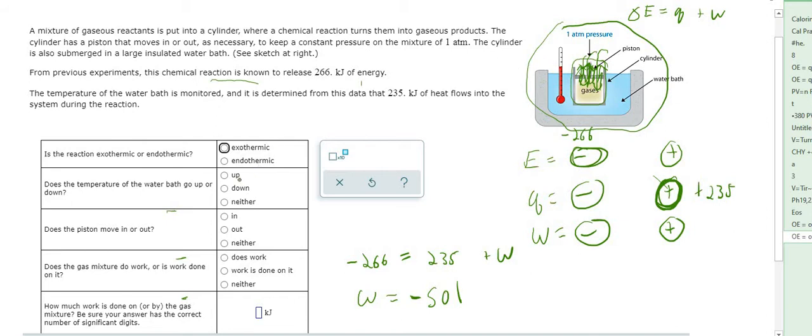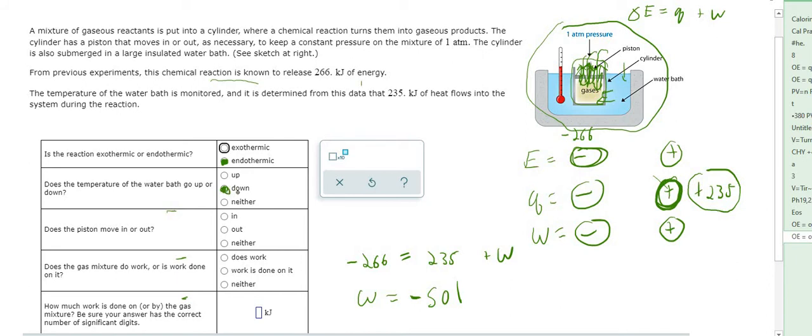All right, so let's answer these questions. Is the reaction exothermic or endothermic? Well, again, let's look at the sign of heat. That will tell me those things. The sign of heat is positive. If the sign of the heat is positive, that is endothermic. Heat is coming into the system, and so that is making this water bath cooler. The heat is moving out of the surroundings, the water bath, and into the system, and so that temperature has to be going down for sure.